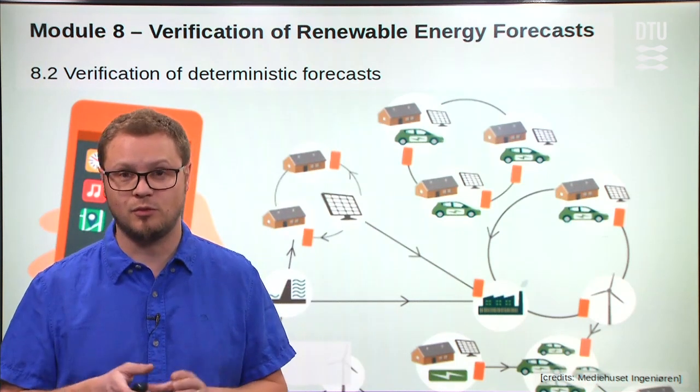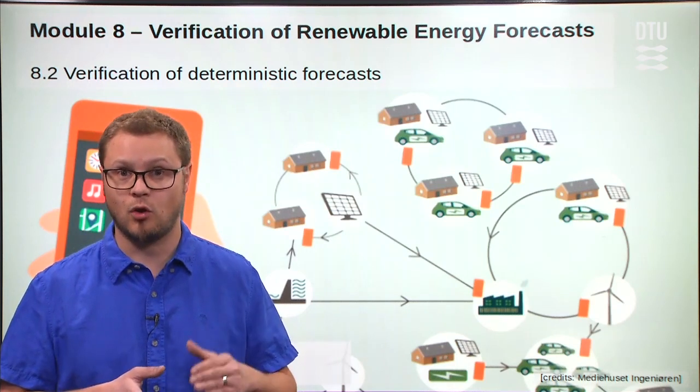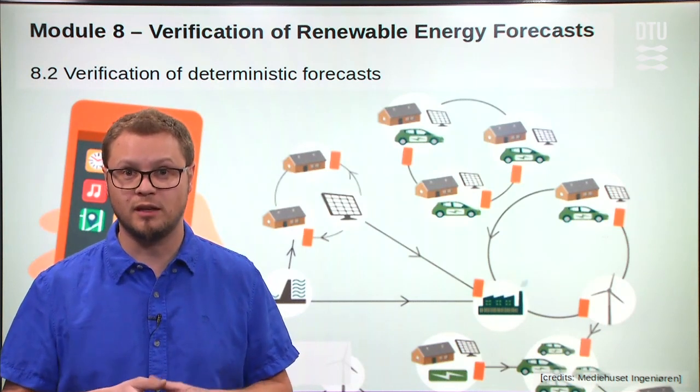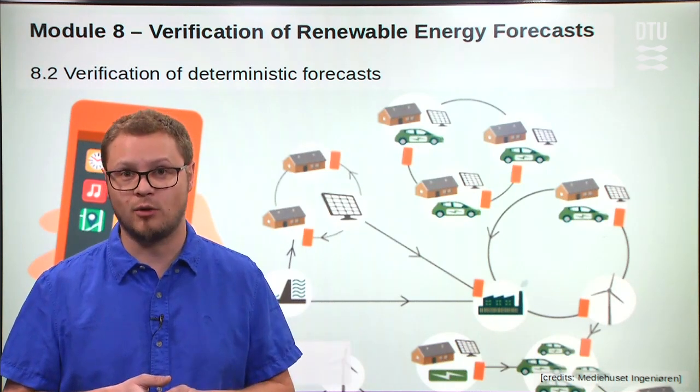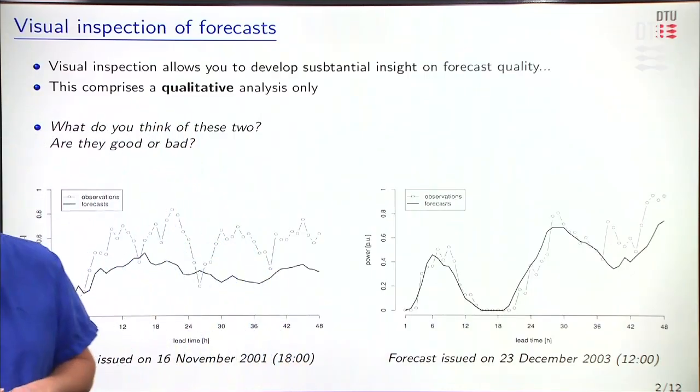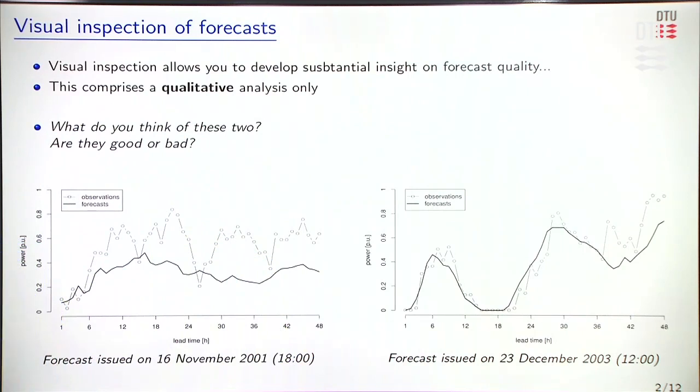So for example, if you make a solar power forecast for 24 hours ahead, you will state, I believe that solar power generation would be, let's say, 3.2 megawatt hours for this hour tomorrow. Looking at this forecast, visual inspection is actually a very good way to get started to develop some feeling about forecast quality. Basically, visual inspection is just about making plots. You want to plot your forecast, you want to plot the observations that were obtained a posteriori, and then you want to see if there seems to be a match or not.